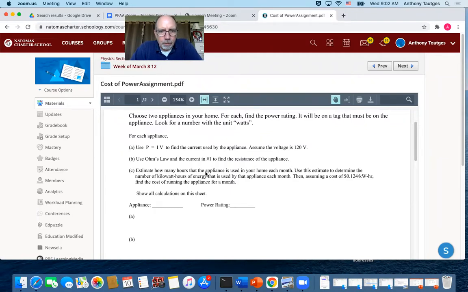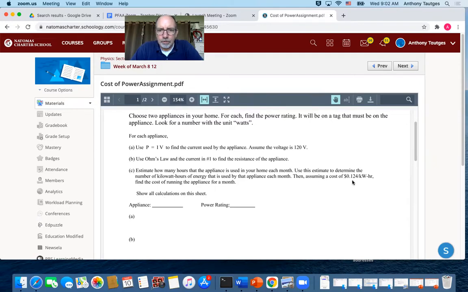Estimate how many hours that the appliance is used in your home each month. This is going to be your estimate. Use this estimate to determine the number of kilowatt hours of energy that is used by that appliance each month. Then, assuming a cost of $0.124 or 12.4 cents per kilowatt hour, find the cost of running the appliance for a month.